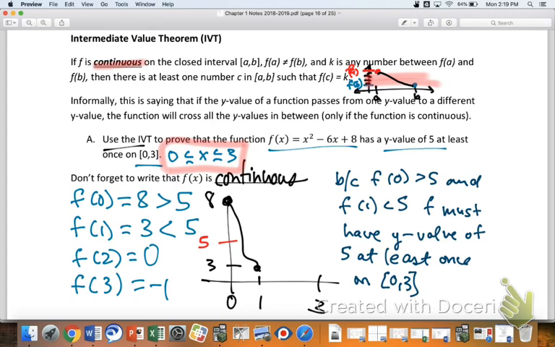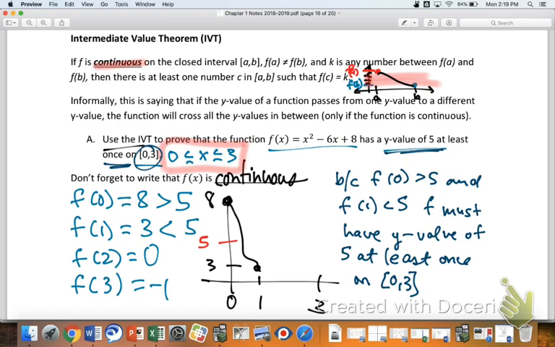Well, so 0 to 1 is a subset of 0 to 3. And the idea was, the question said, is there going to be a y value of 5 at least once on 0 to 3? So I want to address the question. And if you wanted to say, hey, therefore f will have a y value of 5 at least once on 0 to 1, and since 0 to 1 is a subset of 0 to 3, therefore I'm okay if you skip over that. I think that's fine.